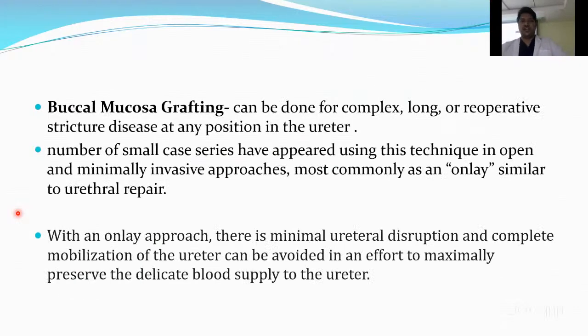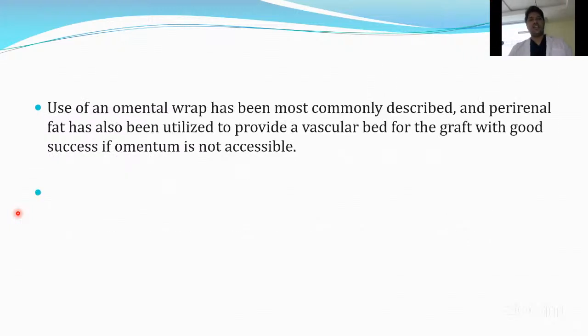Buccal mucosa grafting can be done for complex, long, reoperative stricture disease at any position in the ureter. A number of small case series have appeared using this technique in open and minimally invasive approaches, most commonly as an onlay, similar to urethral repair. With an onlay approach, there is minimal ureteral disruption, and complete mobilization of the ureter can be avoided in an effort to maximally preserve the delicate blood supply of the ureter. Use an omental wrap or perirenal fat to provide a vascular bed for the graft for good success.